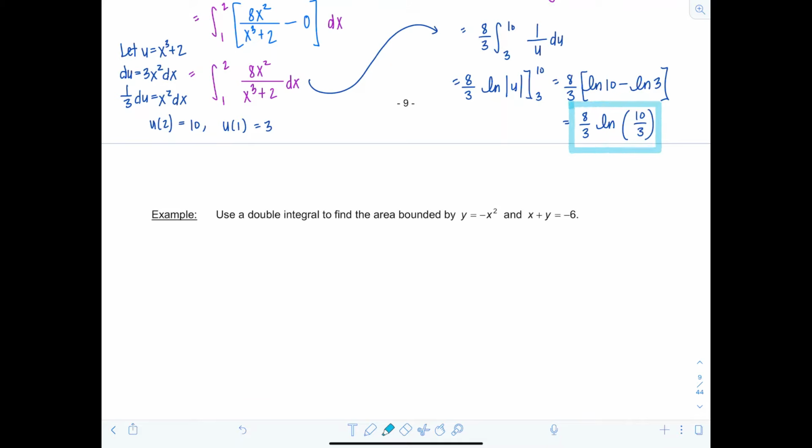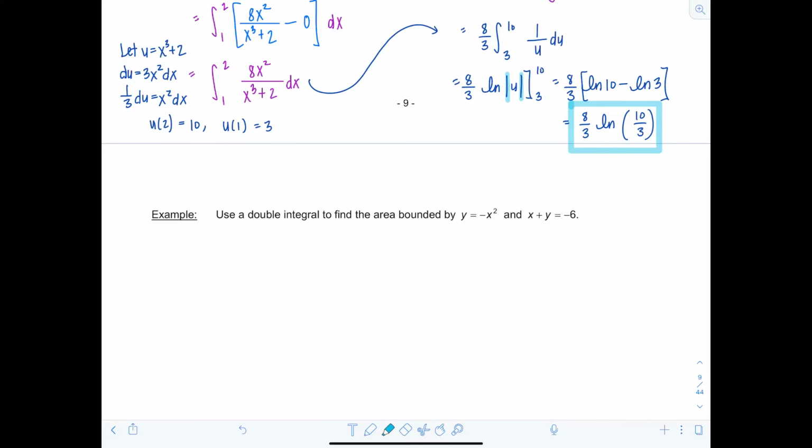Let's box it with pride. Okay, a couple things I want to point out. Make sure you put the absolute value around u or your variable expression. You can't drop them until you've actually plugged in your limits of integration and made it non-negative. Otherwise, you're going to have problems.